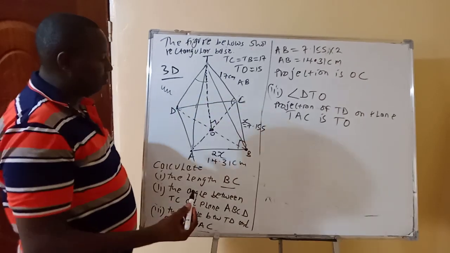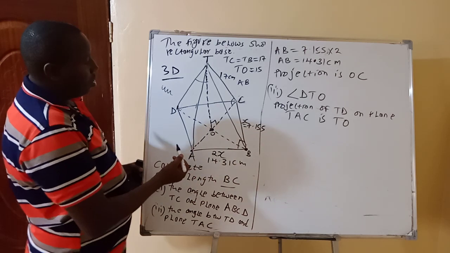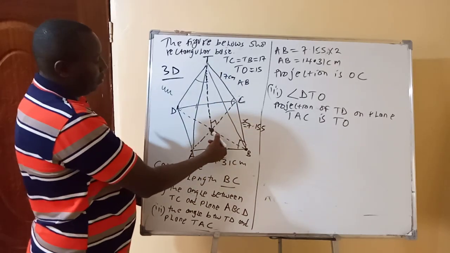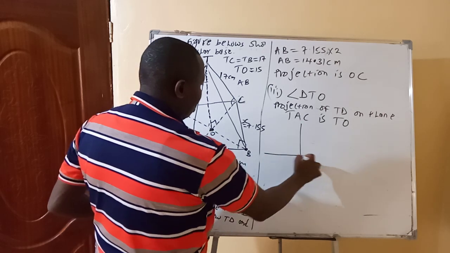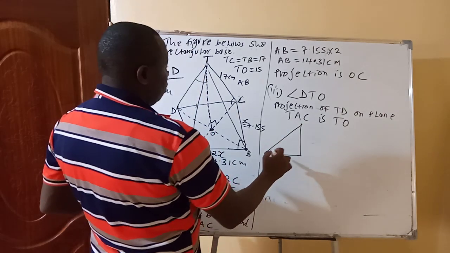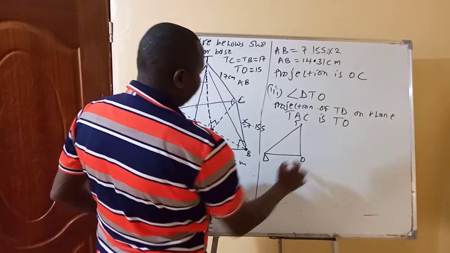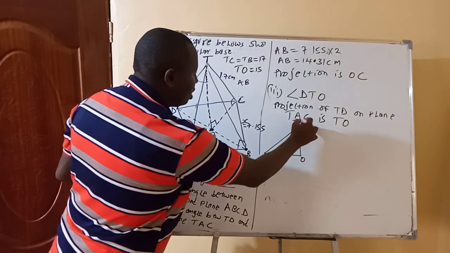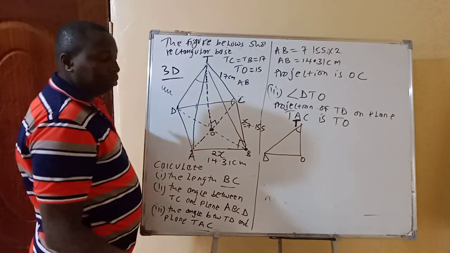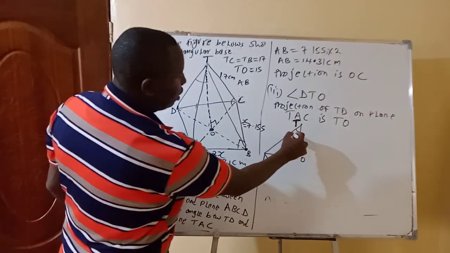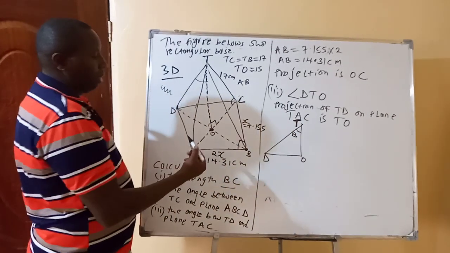So how do you get that? You have this angle of 90 degrees here. You can draw this triangle: you have T, you have D, and you have O. The required angle is this one. We can call it angle beta, because the other one was theta.